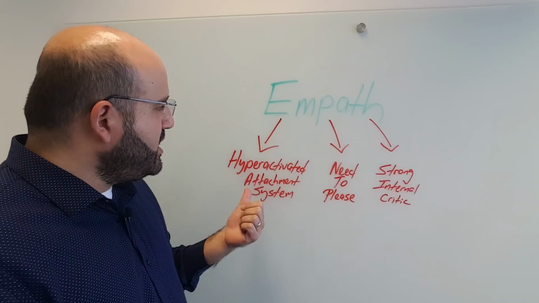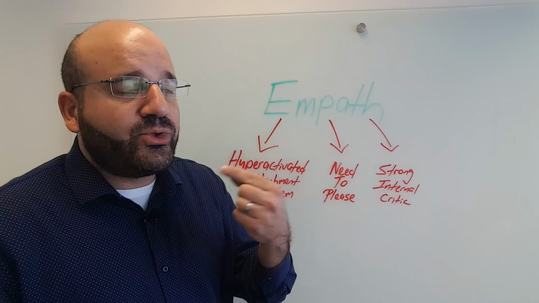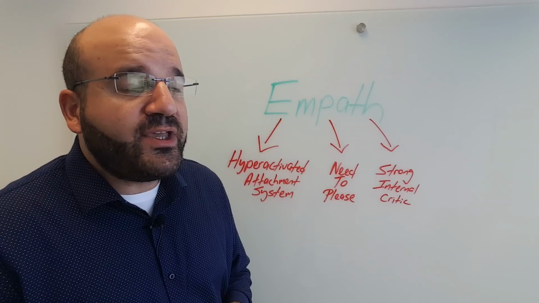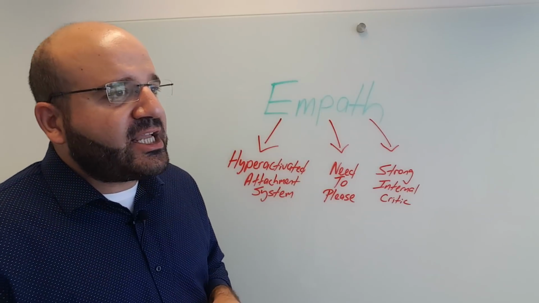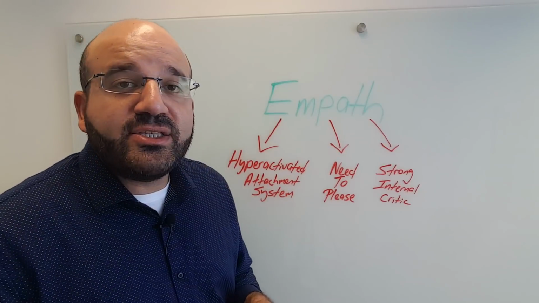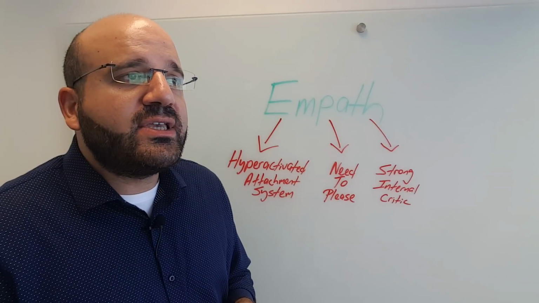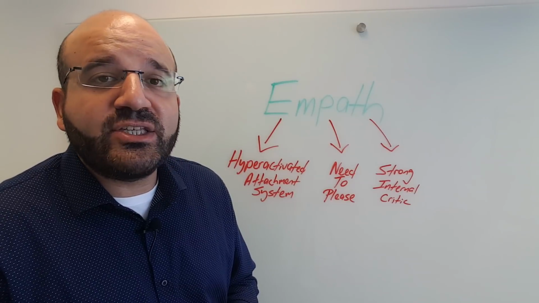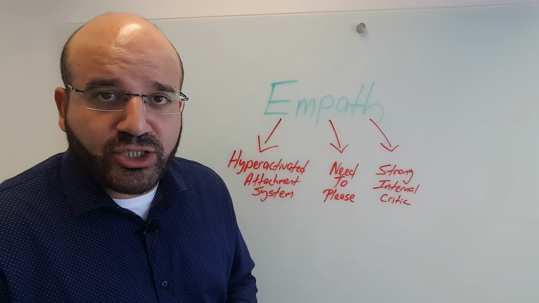So if we look at the hyperactivated attachment system, and I suggest if you're starting off with this video to watch the video on the three core features of an empath, or the anatomy of the empath video from last week. But the hyperactivated attachment system in a dysfunctional relationship means that, for example, with the narcissist, the empath feels intense closeness, intense chemistry, and intense fascination with the narcissist at the beginning of the relationship.